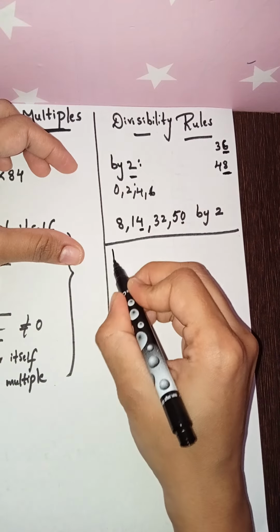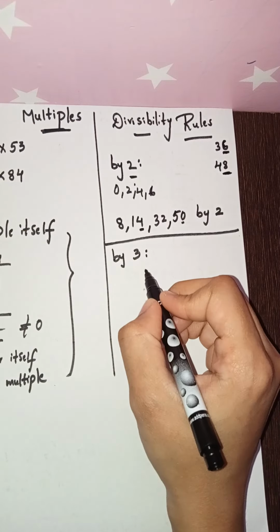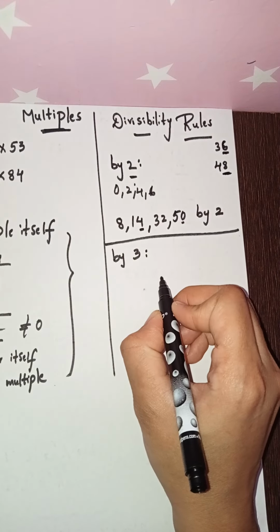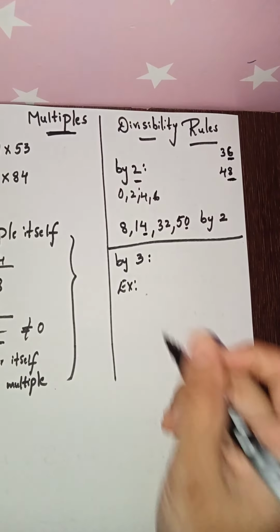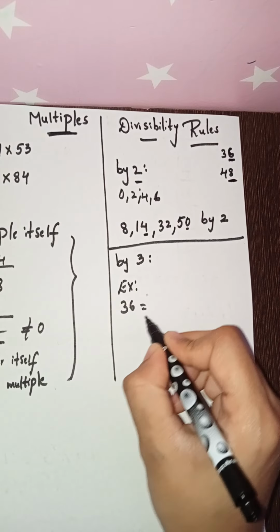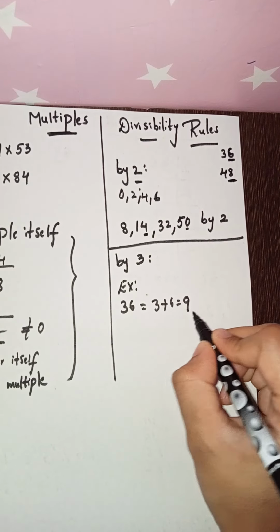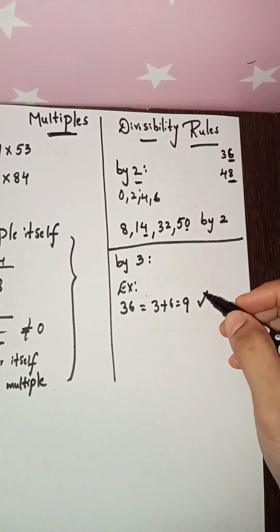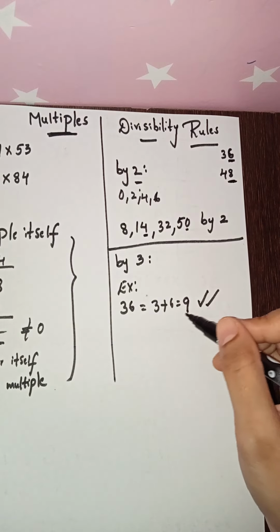The second one is divisibility by 3. A number is divisible by 3 if the sum of its digits is divisible by 3. Let's see an example here. The example is 36. The sum of its digits is 3 plus 6, that is 9. Is the sum divisible by 3? Yes. And is the number also divisible by 3? Yes.